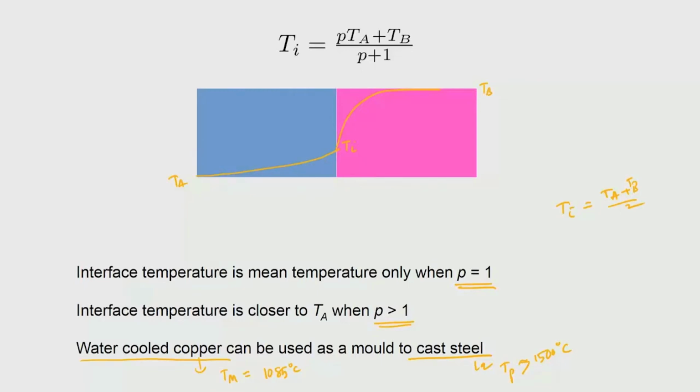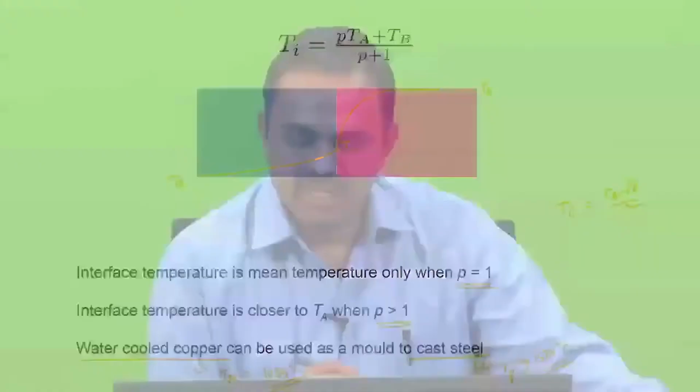You are pouring a liquid metal at a higher temperature into a body which will melt at lower temperature, but it still will work. The reason is that the heat transfer in the copper is way faster because P is greater than 1, and therefore, it would have the interface temperature less than the melting point of copper, which means copper will not melt when you pour liquid steel on top of it. It is good news because we can then use copper as the mold for all metallurgical casting processes.